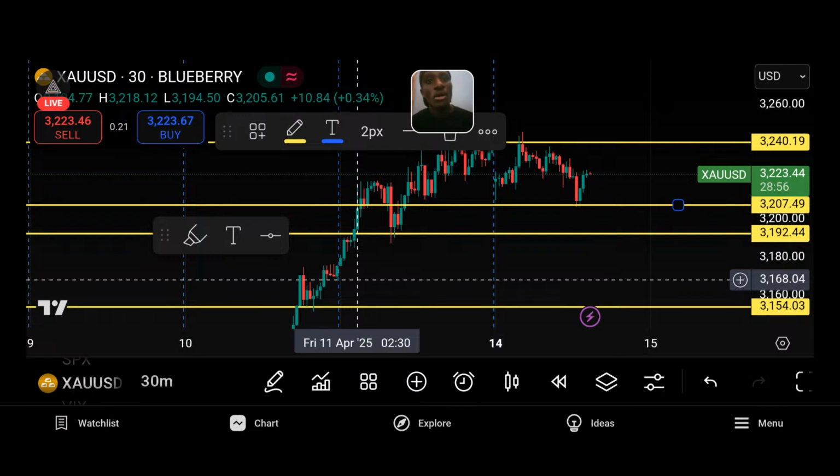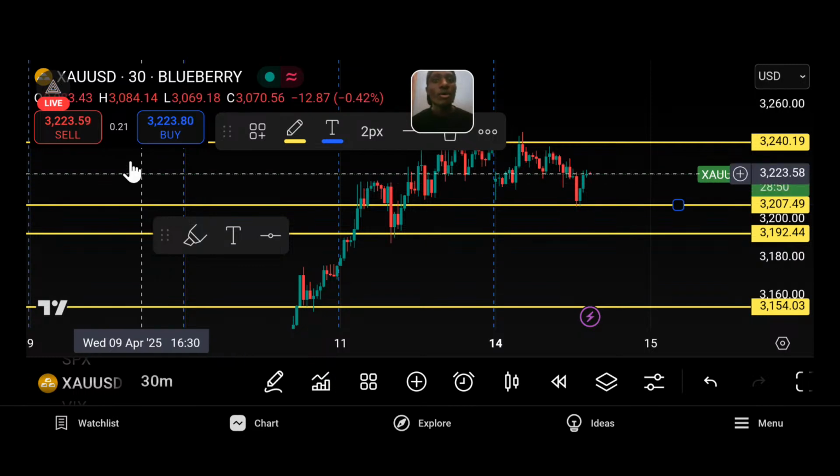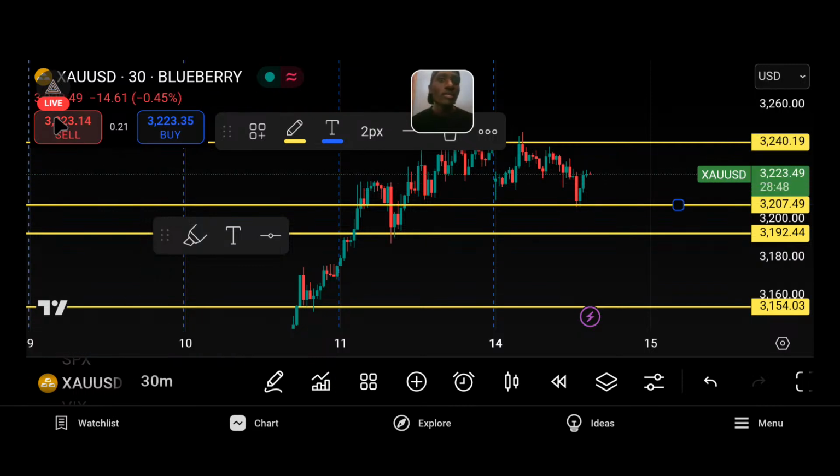The more you stay logged in with us, the more you grasp the concept, right? That is how you know how to trade in the forex market. This is gold USD on Blueberry Markets.